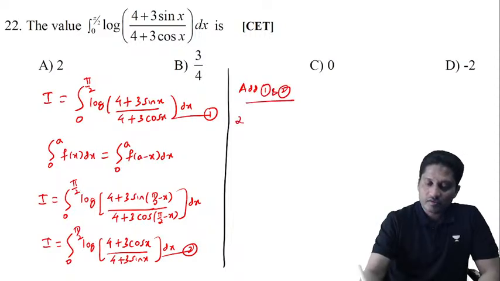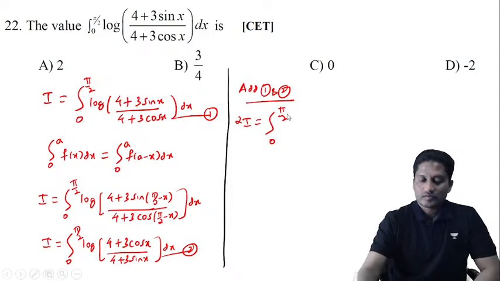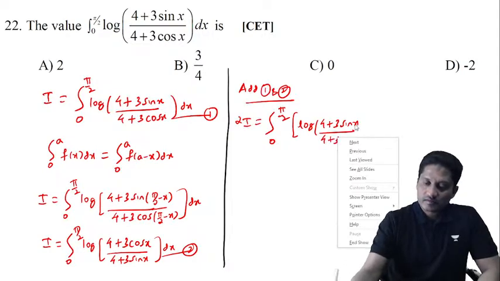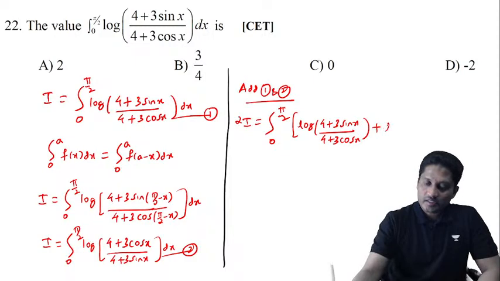I plus I is equal to 2I. And then this is 0 to pi by 2 of log of (4 plus 3 sin x) divided by (4 plus 3 cos x), plus again log of (4 plus 3 cos x) divided by (4 plus 3 sin x).